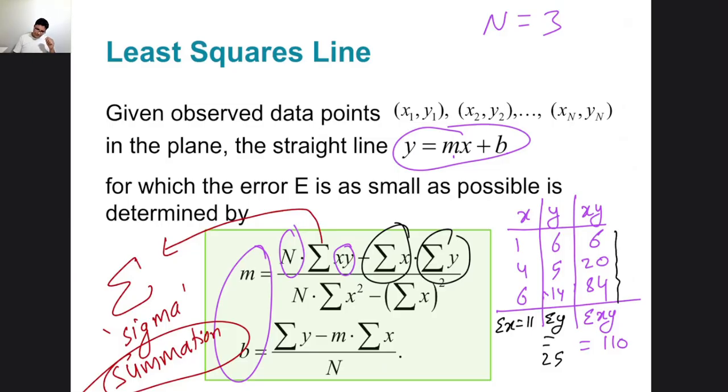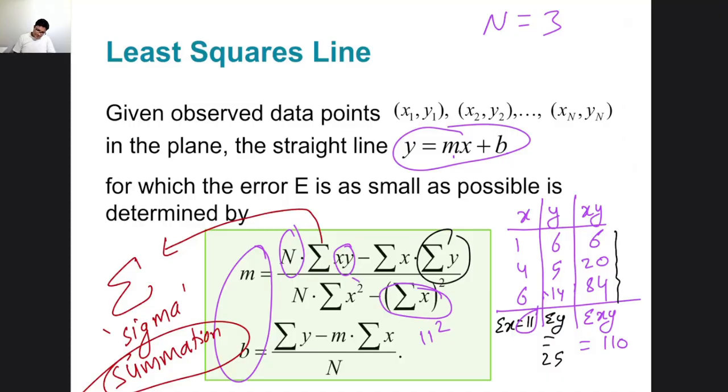Okay, so we have the value of summation xy. We have the value of summation x, summation y. So the numerator in that formula, everything is known. What is in the denominator? I'm going to erase a couple of things here for clarity. In the denominator, you have summation x squared. That's okay because I have summation x, 11. So you just need to square it, 11 squared. That part is fine.